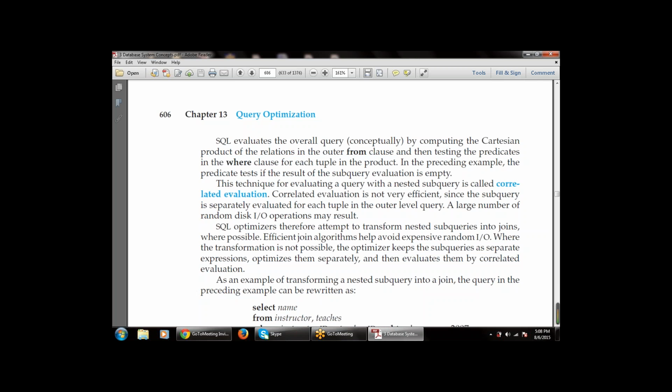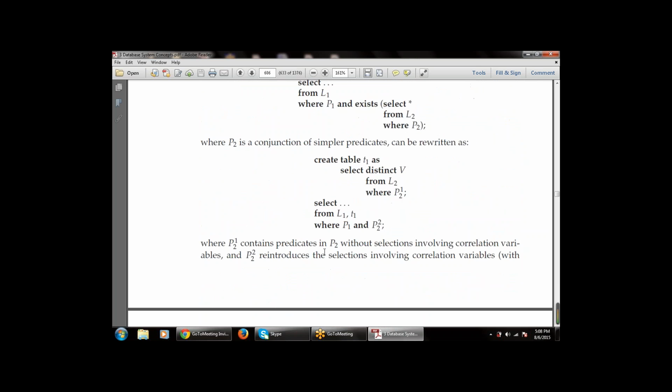In the preceding example, the predicate tests if the result of the subquery evaluation is empty or not. This technique for evaluating a query with nested subquery is known as correlated evaluation. And SQL optimizers therefore attempt to transform nested subqueries into joins where possible.